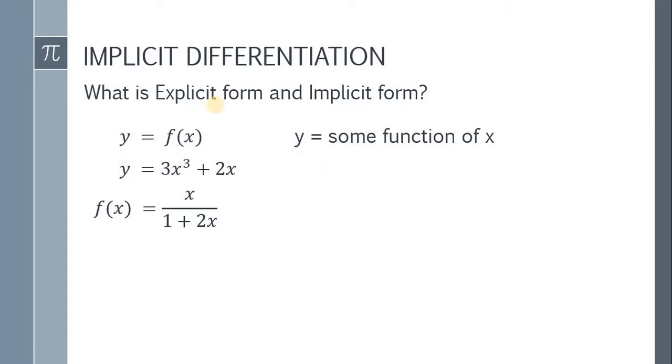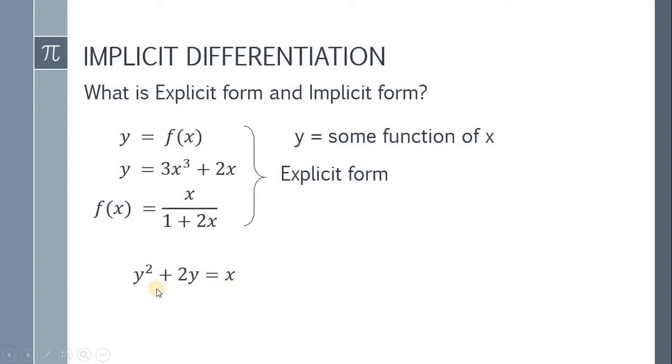Once our equation is rewritten in this form, y is equal to some function of x, those equations are said to be in explicit form. Now, what is an example of implicit form? Here are some examples of implicit form. We have y squared plus 2y is equal to x.